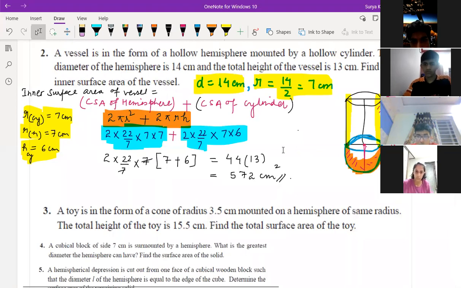Is there any doubt, Chanchal? Are you having doubt in this? No, sir. Rasool, you are getting the answer? Yes, sir, I'm getting. All right. So now question number 3.